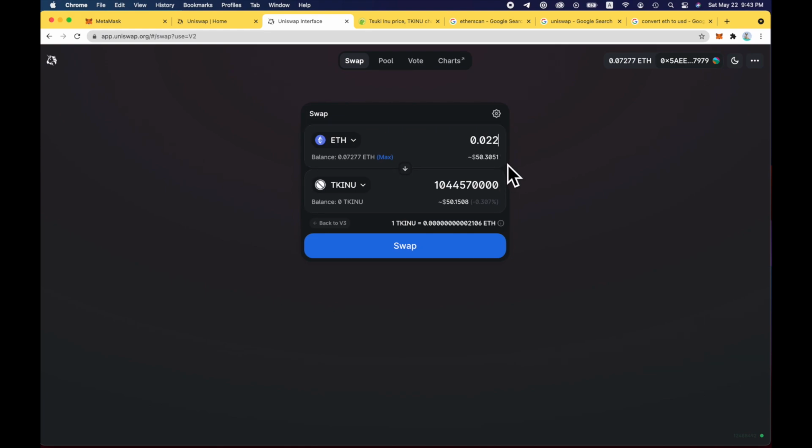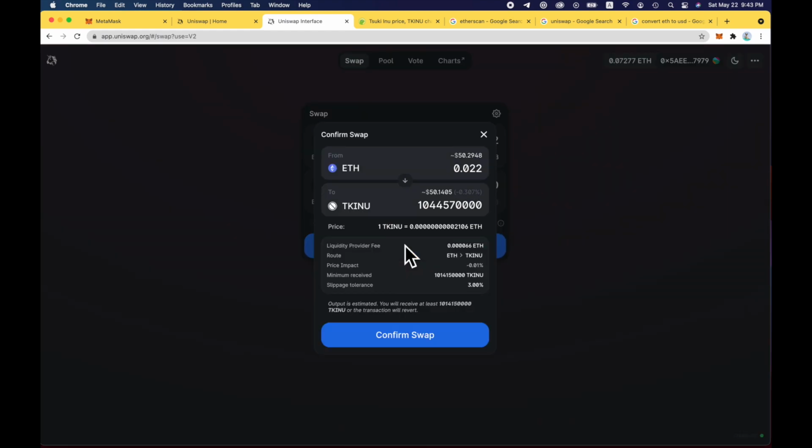So here you can see that Uniswap is estimating for $50 worth of ETH, I can get approximately 1 billion TKINU tokens. So that looks good to me, and all I have to do at this point is press swap.